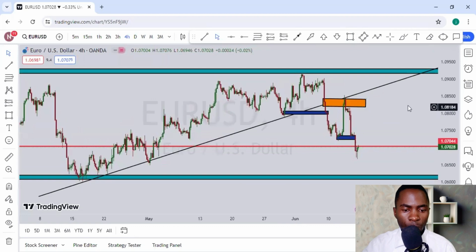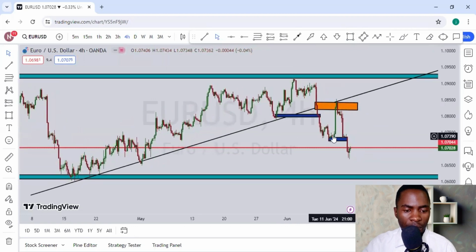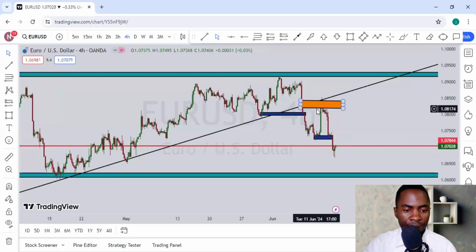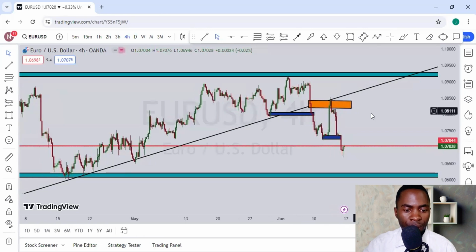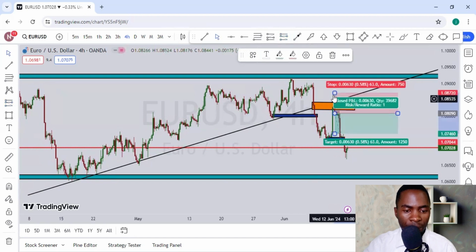So my yellow box here, that's my Fibonacci level. Then immediately after CPI, the market bought on CPI. This is Euro USD. And immediately I saw the market starting to do some reaction on my yellow box. So what I waited for was the market to break below my yellow zone. And immediately the market broke below my yellow zone, I entered my trade around here.